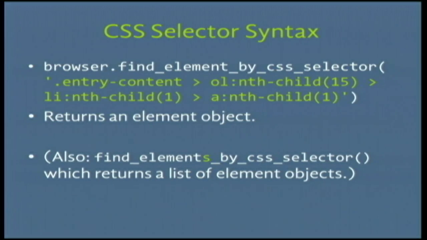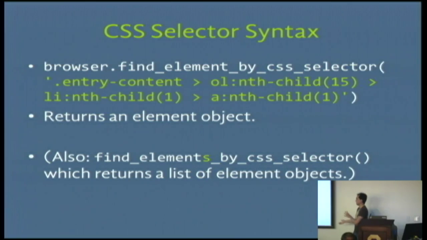There's a few other functions. There's find element by tag name, find element by link text, and some other things. But find element by CSS selector is what you'll end up using about 80% of the time. And there's also find elements, plural, which you can send a more general CSS selector, and it'll return a list of all the matching element objects.